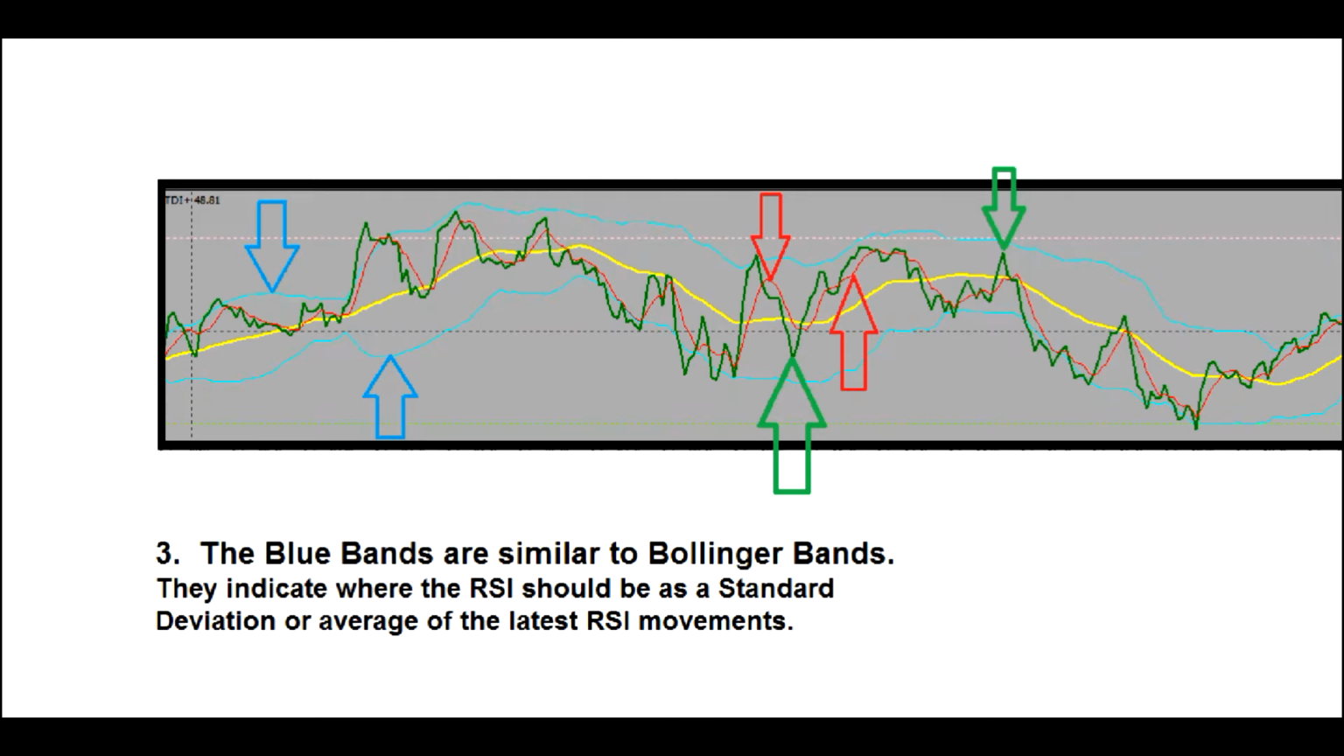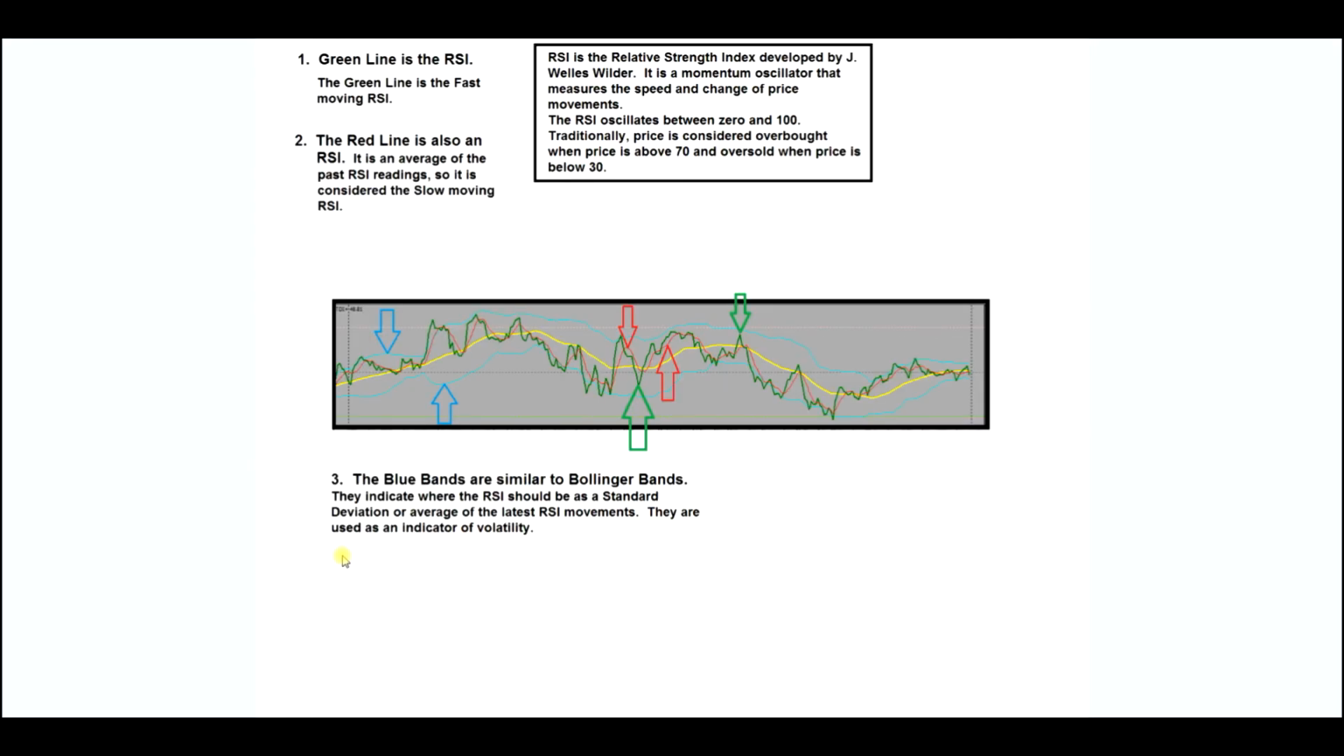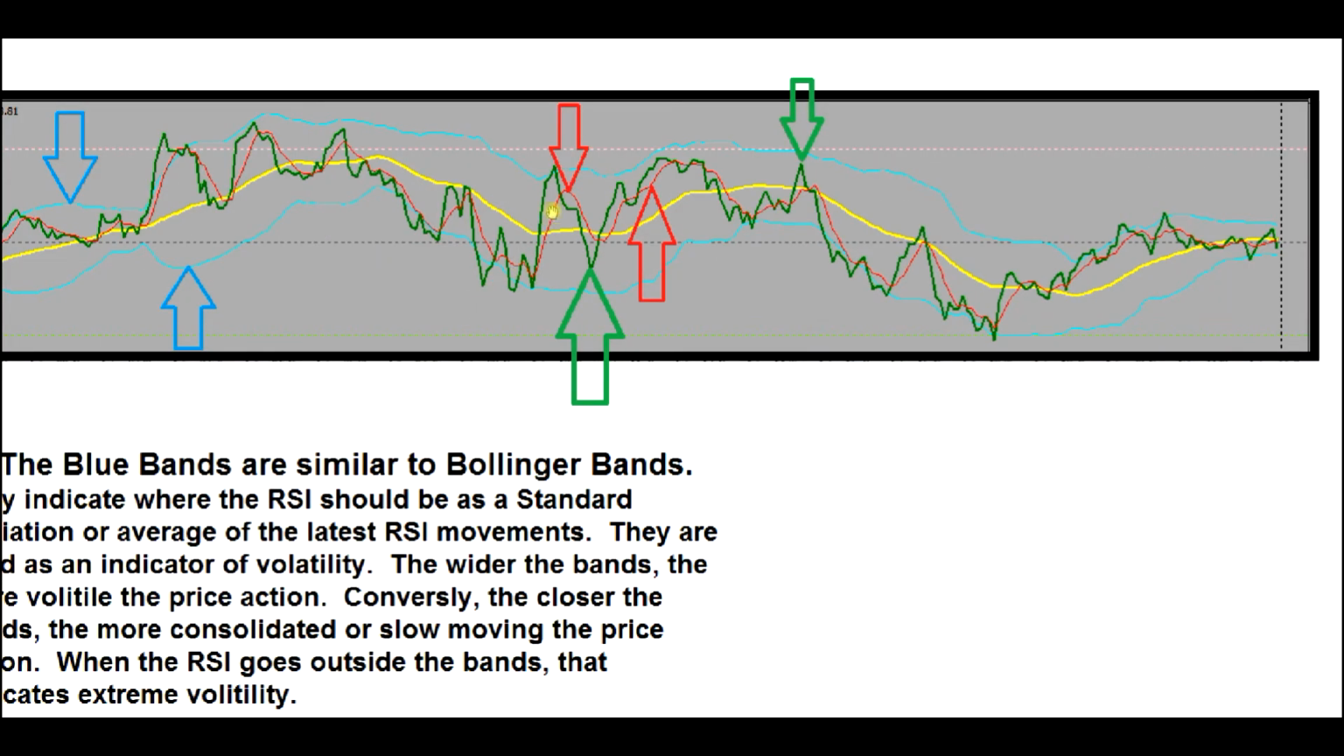Okay? And then they're just used to indicate volatility. The wider the bands, the more volatile the price action, the more the price is moving one direction or another. And conversely, the closer the lines are, as in here, the slower the price action is. Price isn't moving quite as much. So when the RSI goes outside the bands, that indicates extreme volatility. You can see where it came down here or went up there. Coming outside the bands shows extreme volatility in price.